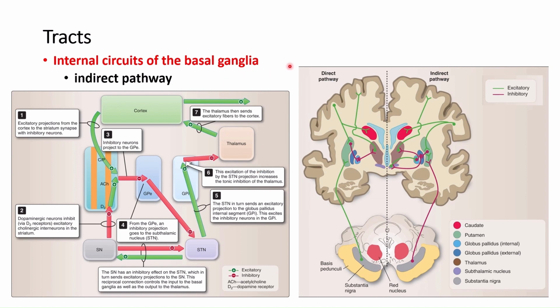The indirect pathway decreases output of the basal ganglia to the thalamus, so decreasing activity. Here is again the cortex of the brain sending excitatory neurons to the striatum, but here the substantia nigra is sending inhibitory neurons. This is dopamine, but dopamine has D2 receptors, and the D2 is inhibitory. Although there is an interneuron inside the striatum that is releasing acetylcholine, which is excitatory, because of this inhibition, it will decrease the effect of this interneuron.